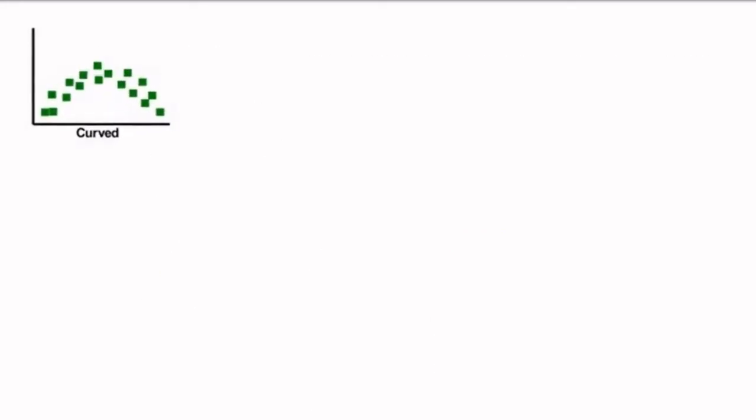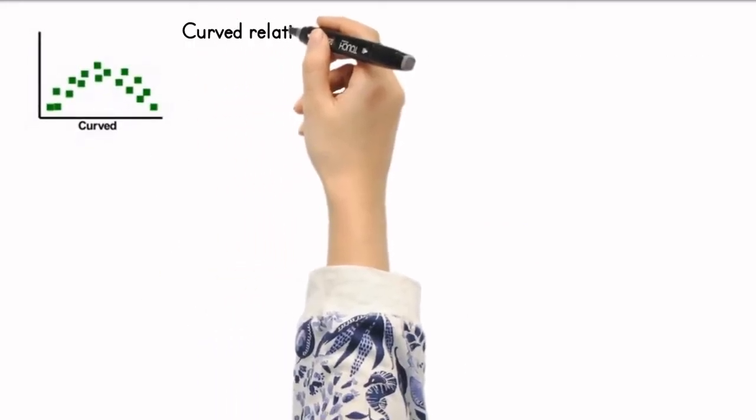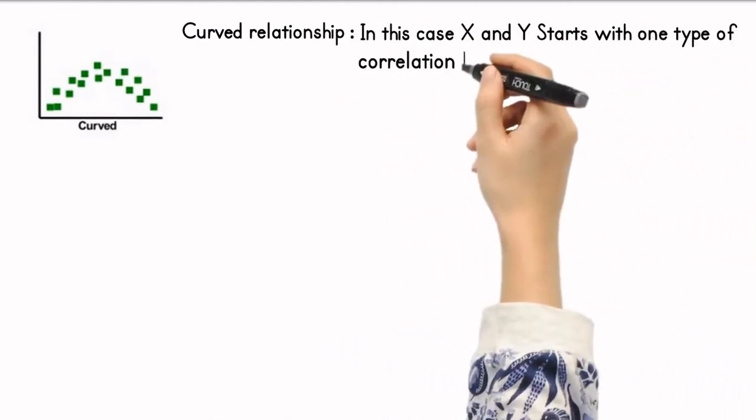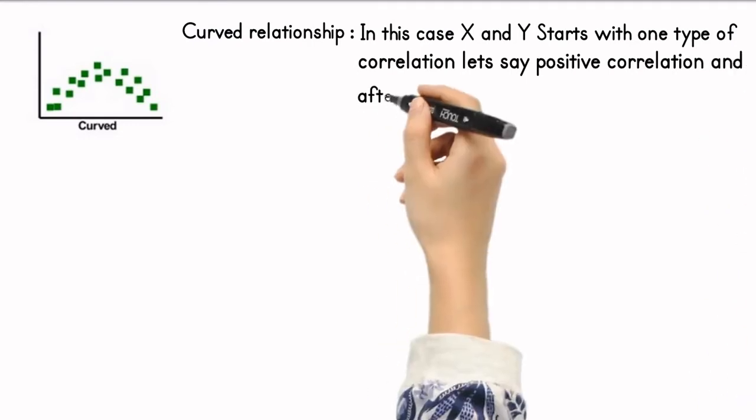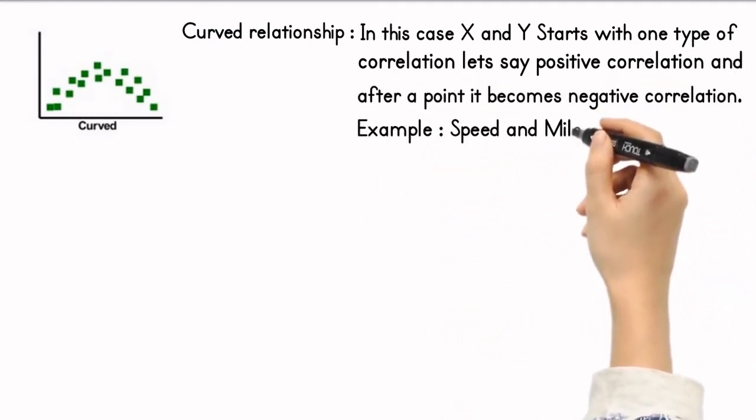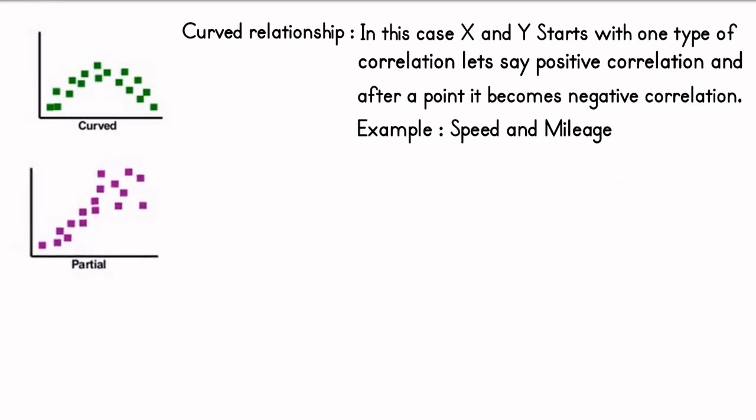Curved relationship is a strange correlation, where it starts with one type of correlation, let's say positive correlation. After a point it becomes negative correlation. In this example, as speed increases, mileage also increases. But beyond a point, as speed increases, mileage decreases.